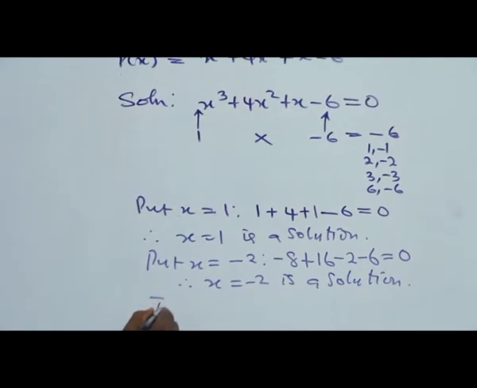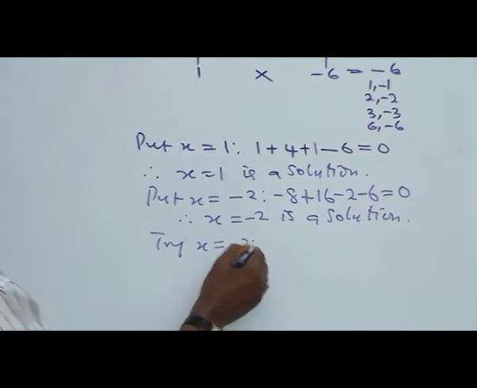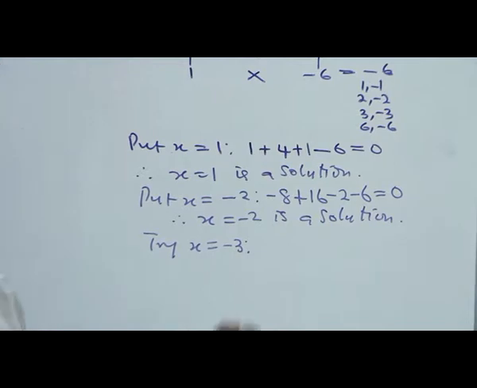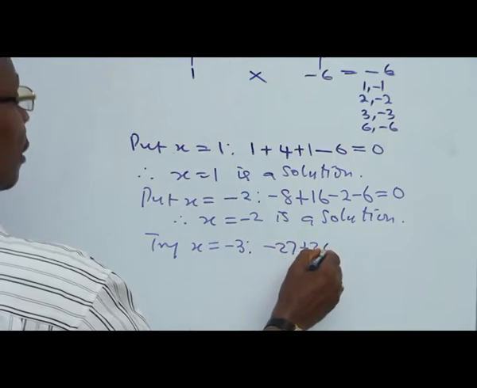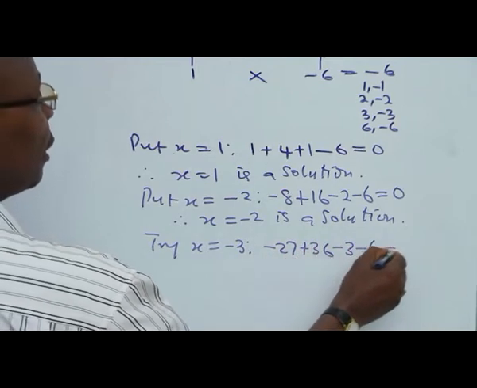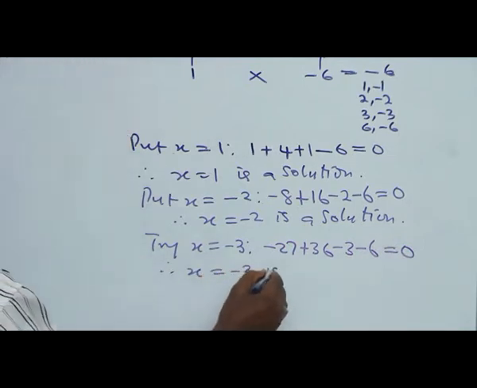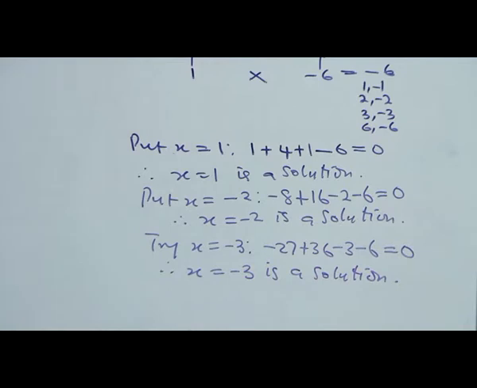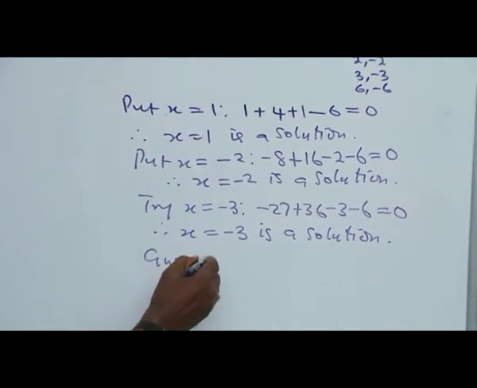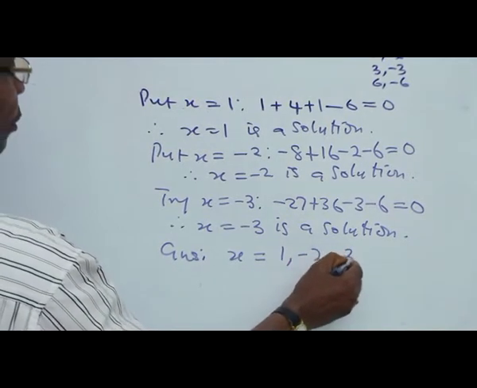Then try s equal to minus 3. If you put that there, we will now have minus 27 plus 36 and minus 3 minus 6 again is equal to 0. Therefore, s equal to minus 3 is a solution. So we have gotten the 3 values. Take note that the answer is s equal to 1, minus 2, minus 3.